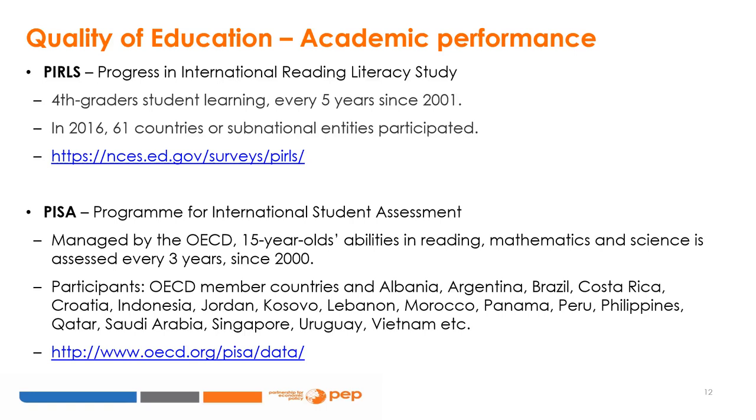PISA is managed by the OECD, and it measures 15-year-olds' abilities in reading, mathematics, and science every 3 years since 2000. All OECD member countries participate, and some invited countries, such as Albania, Argentina, Brazil, Costa Rica, Croatia, Indonesia, Jordan, Kosovo, Lebanon, Morocco, Panama, Peru, the Philippines, Qatar, Saudi Arabia, Singapore, Uruguay, and Vietnam, etc.